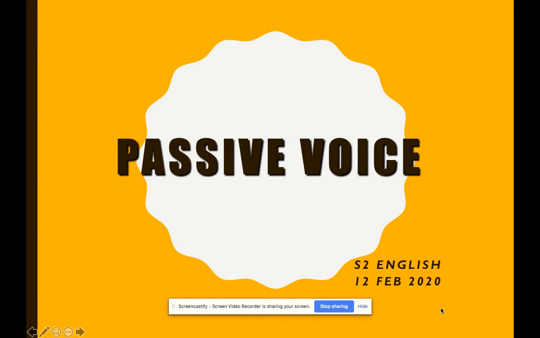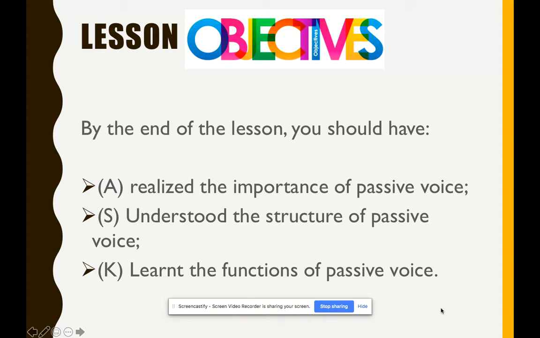Today, I'm going to introduce you another very important grammar item for Unit 5, passive voice. Okay, so the lesson objectives. By the end of the lesson, I hope that you will be able to realize the importance of passive voice and understand the structure of it, which means you will be able to form passive voice correctly. And also, very importantly, you have to know when. So that's why you need to know the function of passive voice.